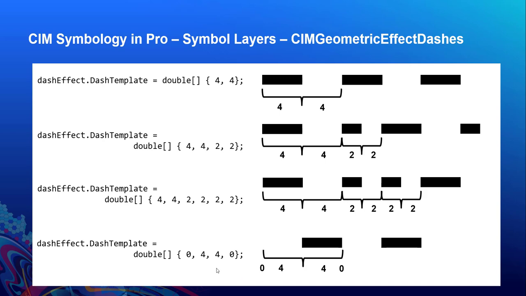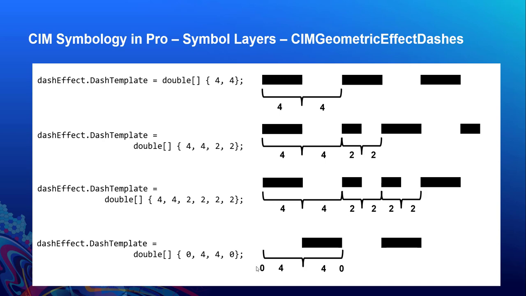This last example, this is interesting. I've got two pairs, 0, 4 and 4, 0. Let's look at the first pattern. So I'm saying give me a dash of length 0, effectively meaning that there's no dash, and then I want a dash space of 4. The next pair says give me a dash of 4 and a space of 0, so there's no space. And then the pattern repeats. I get a dash of length 0, a space of 4, a dash of 4, a space of 0, a dash of 0, and so on and so forth.